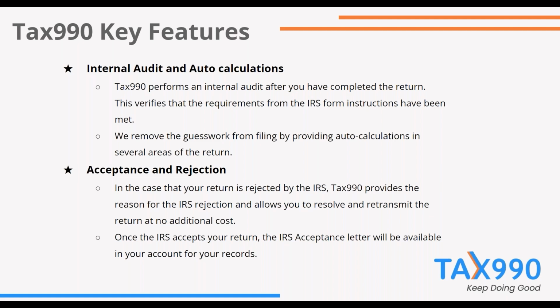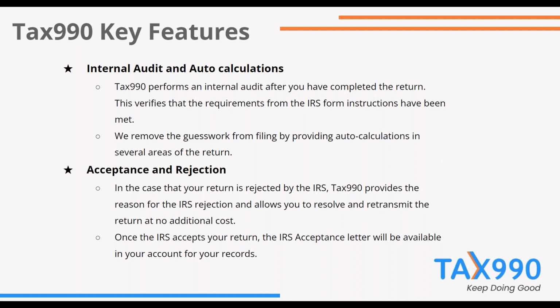We also provide the acceptance letter or rejection notice in the case that your return is rejected by the IRS. Tax990 provides the reason for the IRS rejection and allows you to resolve and retransmit the return at no additional cost. So for example, if the IRS rejected your return because the tax year provided does not match what the IRS has in their database, you'll be able to edit the information on the return and retransmit it.